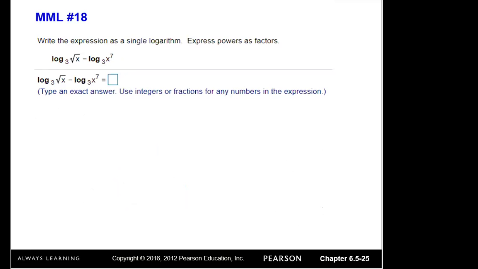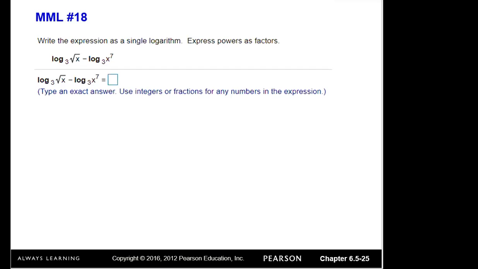Number 18, write the expression as a single logarithm expressed powers as factors. Okay, again, we're condensing it down to a single logarithm. Why would you express powers as factors? I think you meant to say express factors as powers. Oh, in the end, okay, all right.